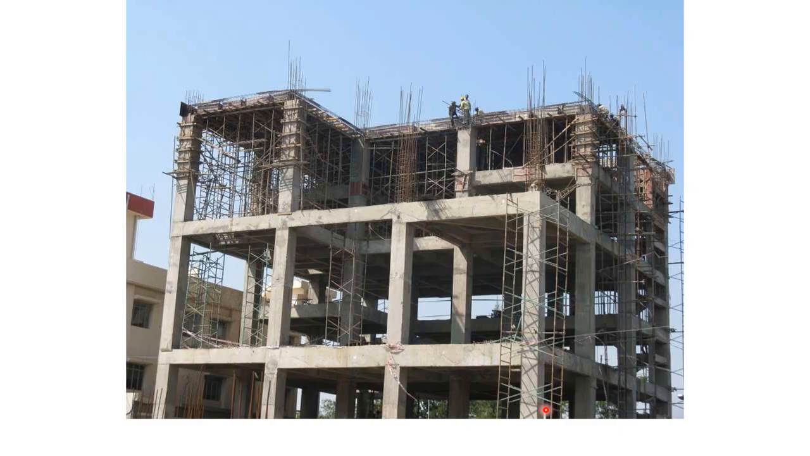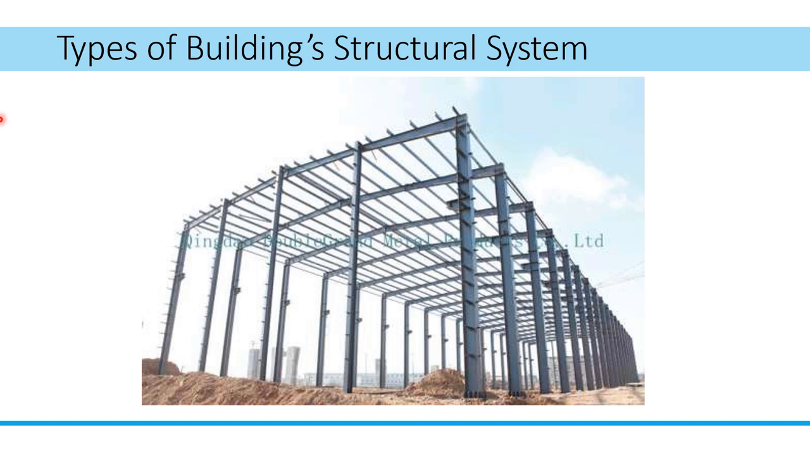Here are examples. This is an example of the beam column system or the frame system. You can go to more and more heights by designing stronger members at the bottom and lighter members on the upper side. Here is again a type of beam column system. That type of structure is mostly used in industry where large openings are required for the movement of vehicles, heavy machinery, loadings, and many other things.